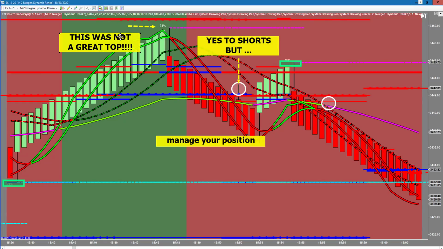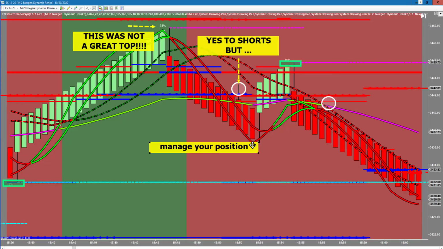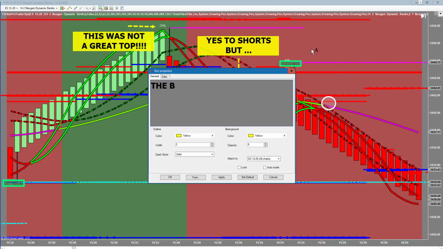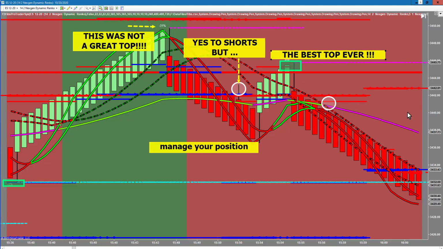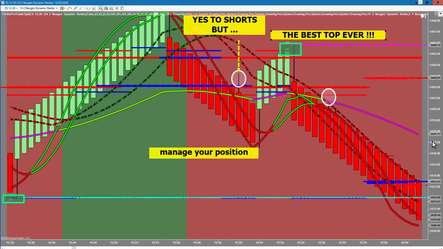Not a great top over here. Yes, you get a short, but you have to manage. And then you get a really great top. I mean, this is the best top ever, if I was going to quantify it. The best top ever. And if you don't trade at the top, that's one thing, right? Some of our more experienced traders, if they get this look, they're being more assertive at this edge.